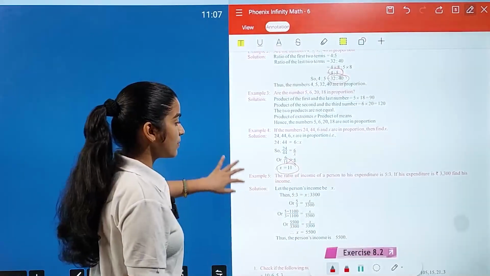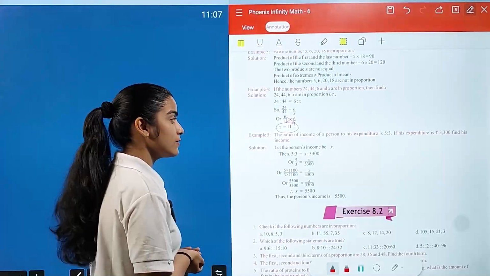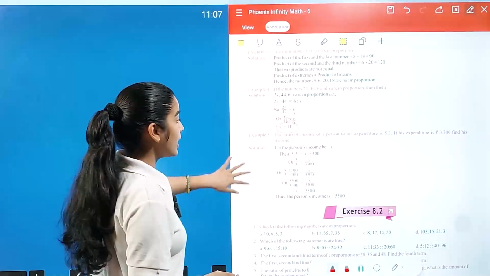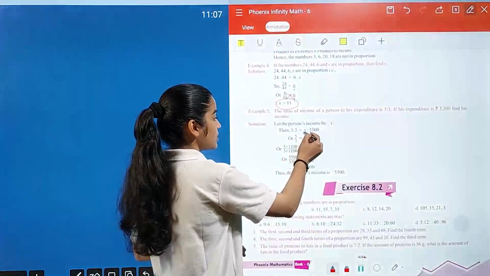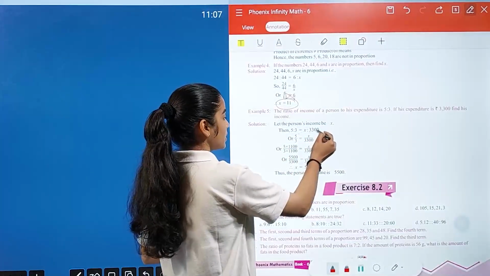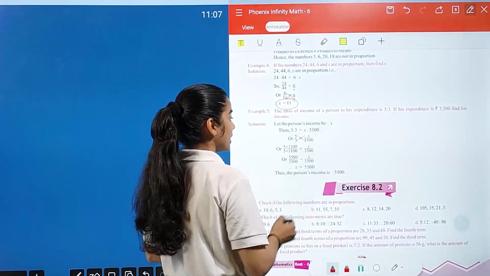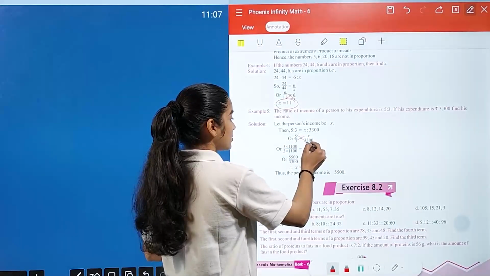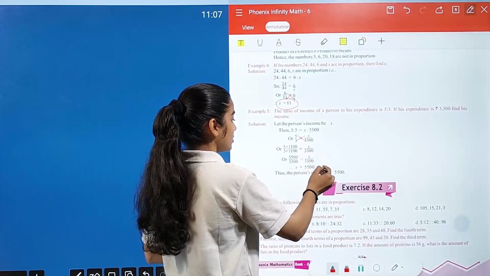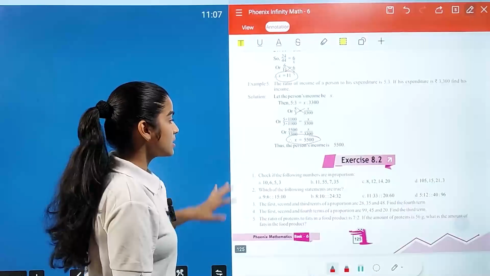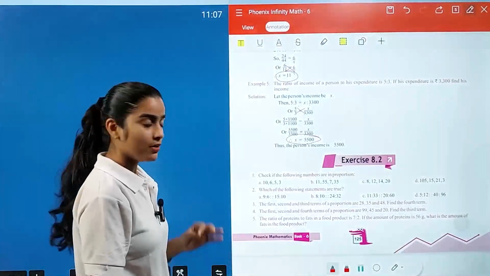The ratio of income of a person to his expenditure is 5:3. If his expenditure is 3,300, find his income. So 5:3 is equal to x is to 3,300. 5 upon 3 is equal to x upon 3,300. Cross multiply it: 5 multiplied by 3,300 and divided by 3, you will get your answer. x is equal to 5,500. Thus, the person's income is 5,500.